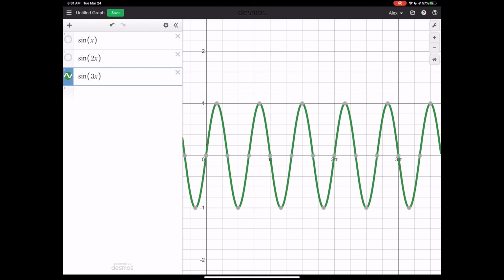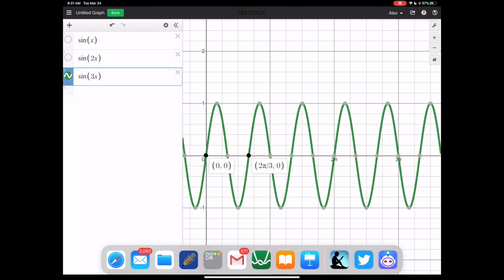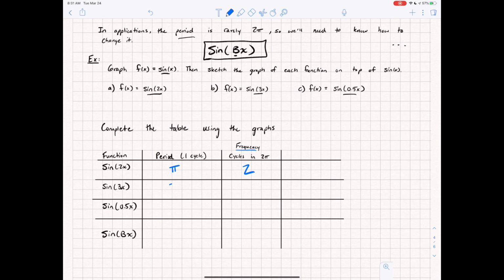All right, well, notice if I'm starting here at 0, I go up, back to the middle, down, back to the middle. I complete one cycle by 2 pi over 3. So 2 pi over 3 is my period. I'm going to put that in.